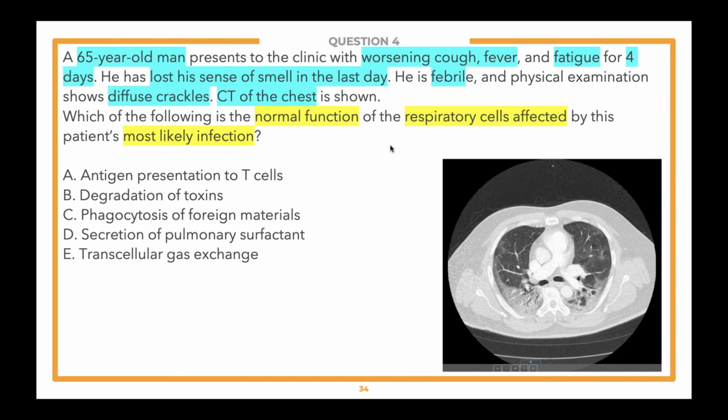Once again, we're going to start at the bottom and work our way up to the top. Answer choice E, transcellular gas exchange. D, secretion of pulmonary surfactant. C, phagocytosis of foreign materials. B, degradation of toxins. And A, antigen presentation to T cells.